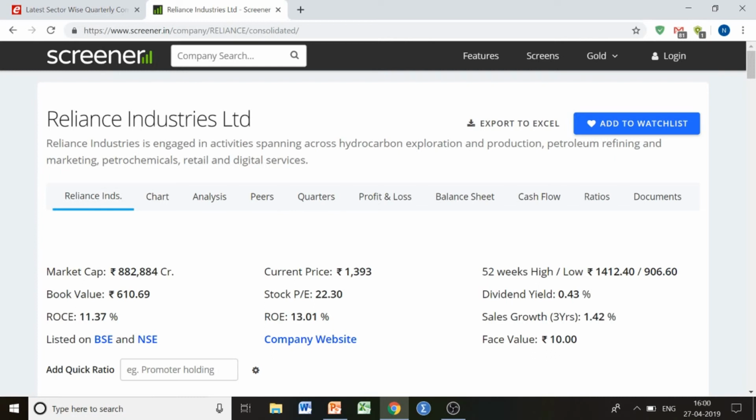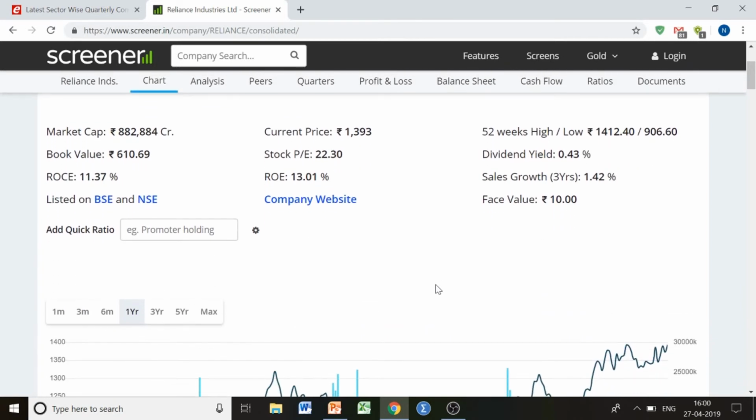So in the starting, it would be giving a brief gist about the company, what the company is and what it is doing, what are its products. After that, you can just scroll down and have a look. It is telling you the market capitalization of the company. It's 8,82,884 crore. Then it's showing you the book value, the return on capital employed. So if you remember in the company's financials, I was talking about the return which the company is giving out of the capital which it has employed. So here it is 11.37%, which is a positive number.